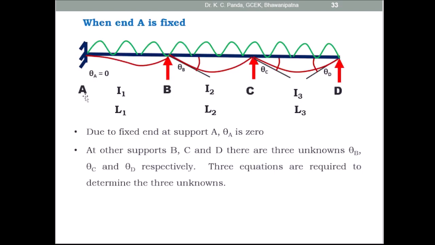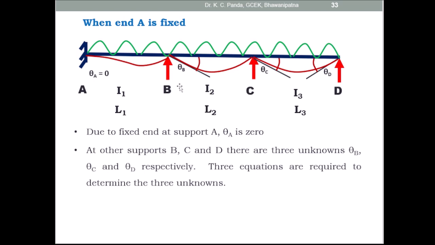Then look at this figure. So this is a 3-span continuous beam. Here the support A is fixed and the support D is simply supported, and supports B and C are the intermediate supports. Due to the fixed end at A, the slope is 0. If you draw a tangent to the elastic curve, the tangent will pass through the axis of the beam, so there is no slope or rotational displacement at A. Theta A is equal to 0. You only get the rotational displacement at B, C and D. So there are 3 rotational displacements, theta B, theta C and theta D.